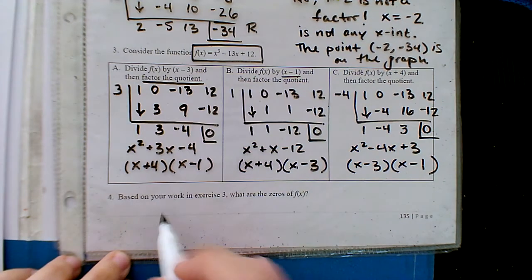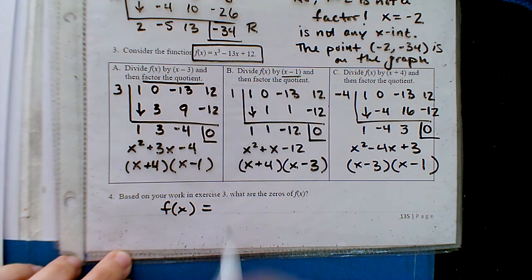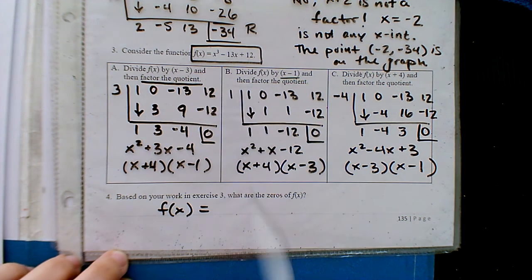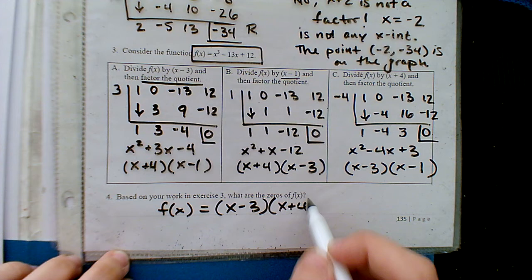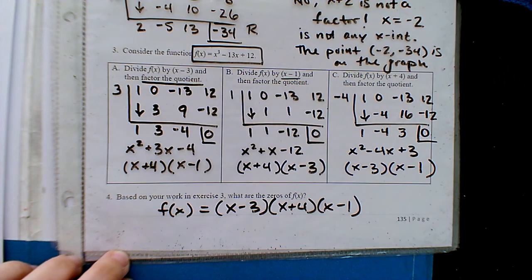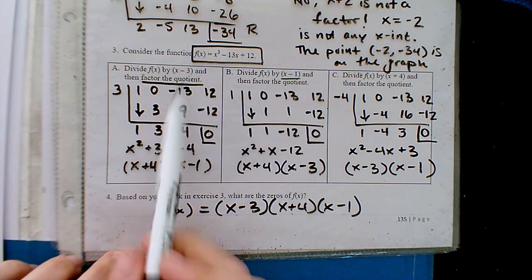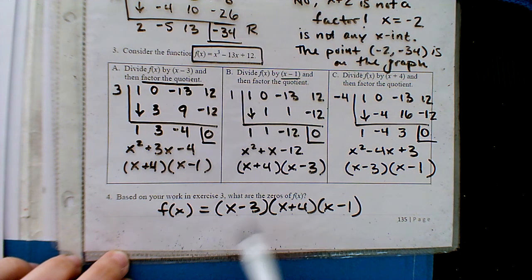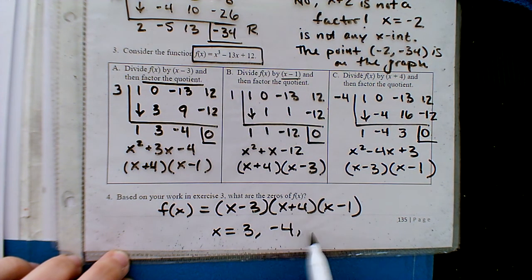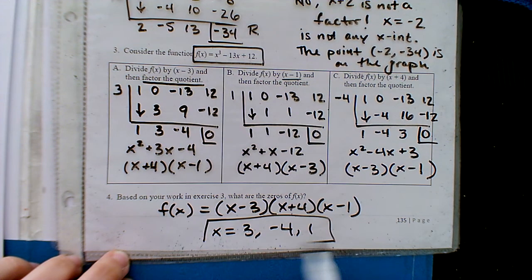So based off of this, we should be able to write the factors of the original polynomial. Those were the x minus 3, the x plus 4, and the x minus 1. Notice how all of those were the factors in these three examples. So if all of those are the factors, we should be able to find the x-intercepts. Since they all go in evenly, we'll have 3, negative 4, and 1.